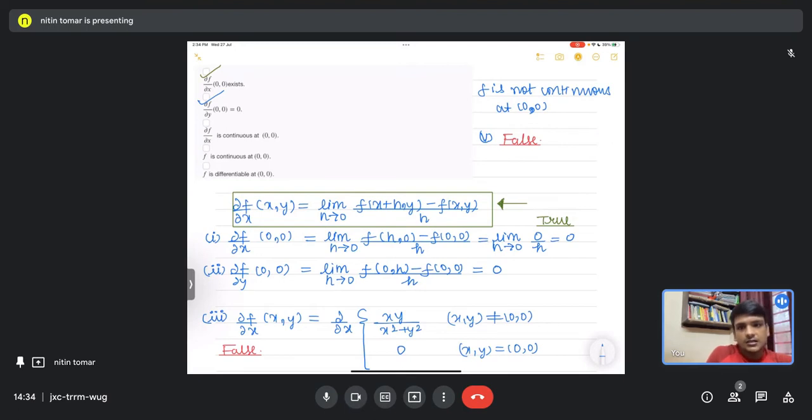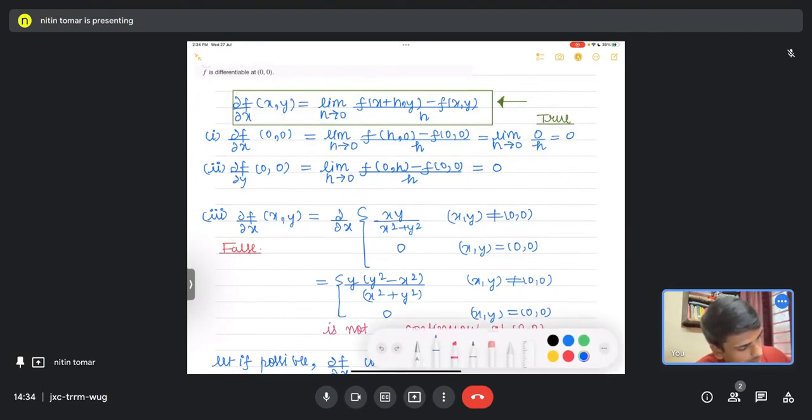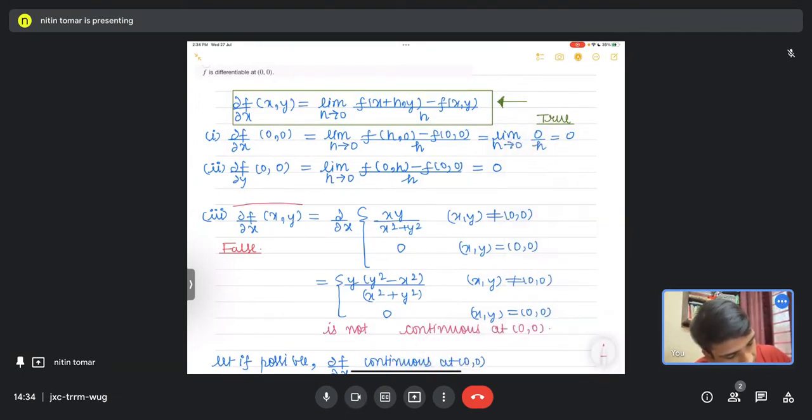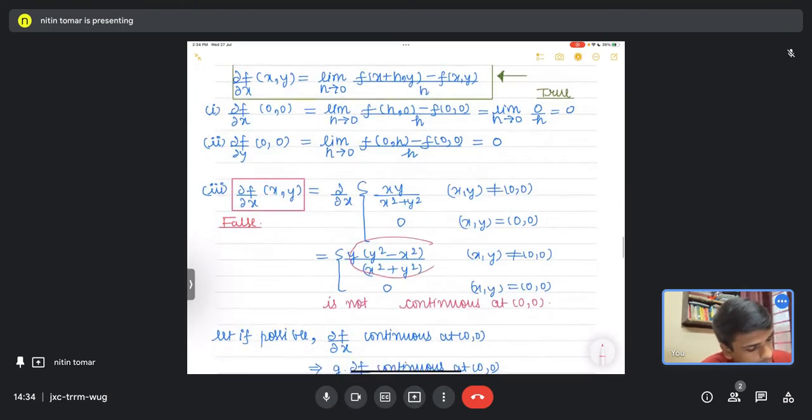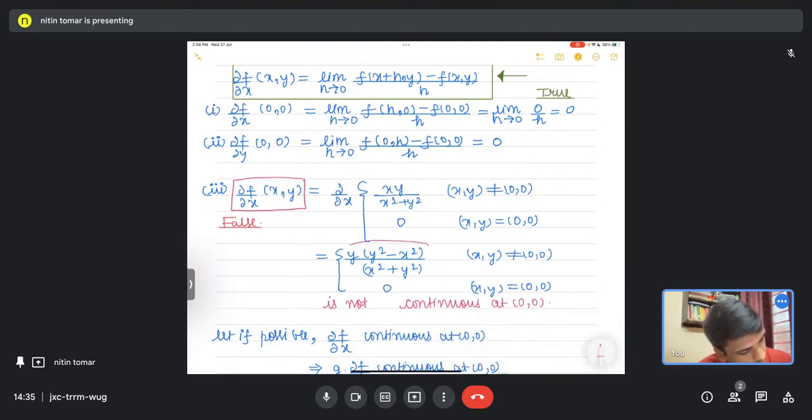So now the third part is whether this partial derivative function, again a function of two variables, is continuous at 0 0. So the answer is false. We'll see why. So del f by del x at x comma y, we compute by the definition and it will be this rational function.